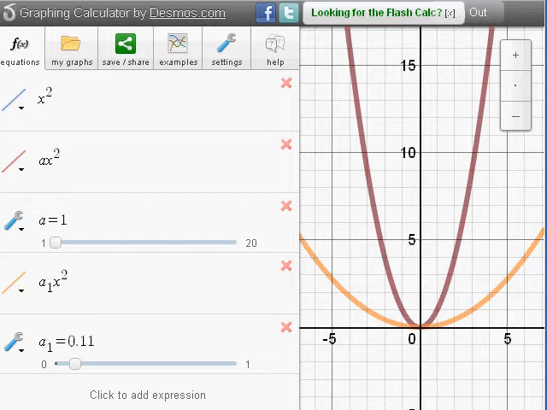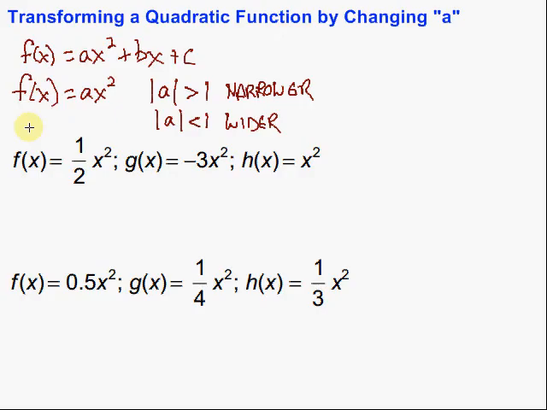So let's take a look at a few examples here and see if we can determine some things that are going on. Let's say that we're given this list and we're asked to order the graphs from narrowest to widest. Thinking back about what we saw on the graphing calculator, the narrowest one is going to be the one that has the largest absolute value for the coefficient of the x squared term. As we look at these, the absolute value of this is going to be 1/2.